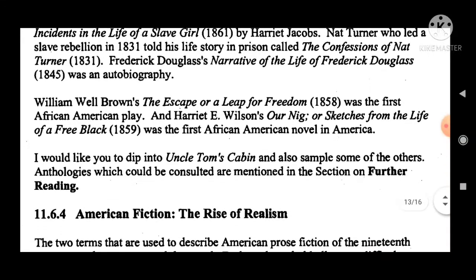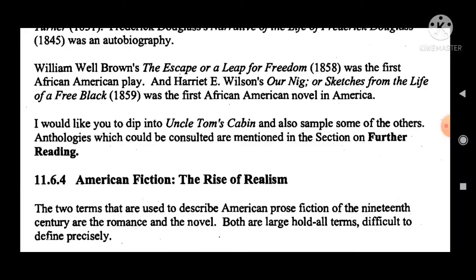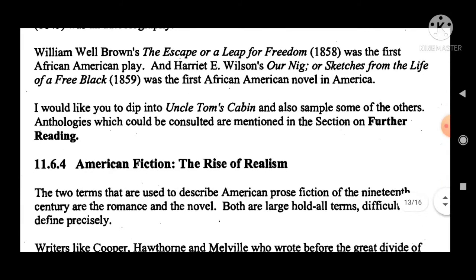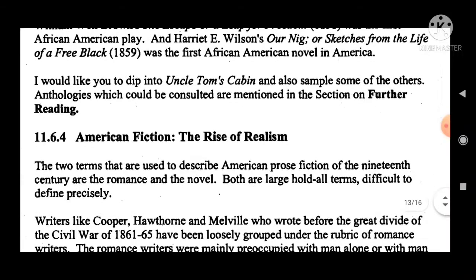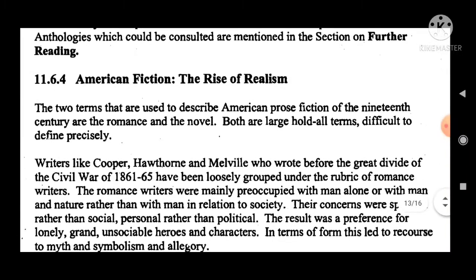Frederick Douglass's Narrative of the Life of Frederick Douglass, 1845, was an autobiography. William Wells Brown's The Escape; or, A Leap for Freedom, 1858, was the first African American play. And Harriet E. Wilson's Our Nig; or, Sketches from the Life of a Free Black, 1859, was the first African American novel in America. I would like you to dip into Uncle Tom's Cabin and also sample some of the others. Authorities which could be consulted are mentioned in the section on further reading.